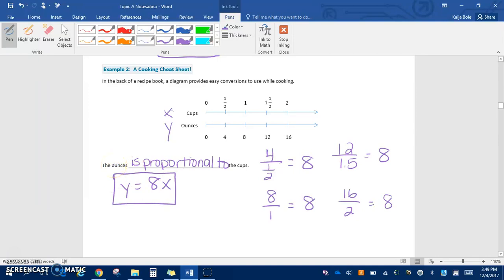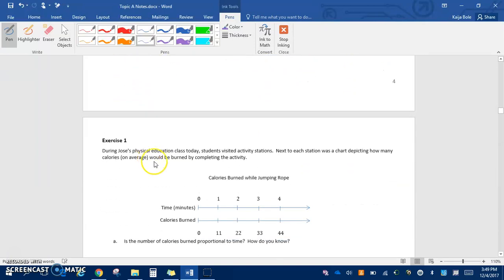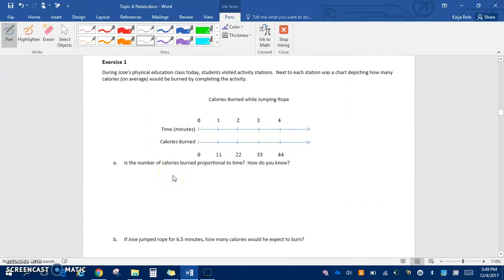Okay, go ahead and flip over to the next page. You should be on page 5 now. This is the last example we're going to do all together. It says, during Jose's physical education class today, students visited activity stations. Next to each station was a chart depicting how many calories on average would be burned by completing the activity. Part A says, is the number of calories burned proportional to time? Again, we're trying to see if there's a constant. Time is going to be x, calories is going to be y.